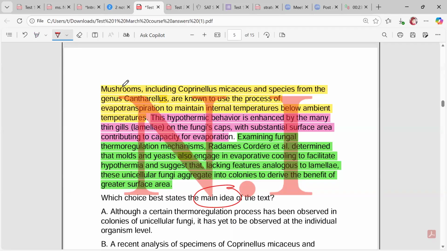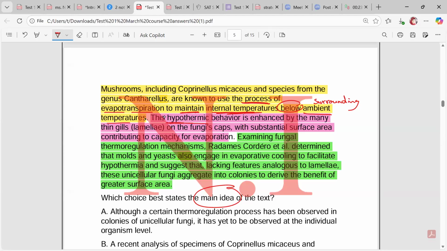Here, the text is talking about mushrooms, including those of the genus Cantharellus, which are known to use the process of evapotranspiration. It comes from evaporation; they use evaporation for respiration to maintain internal temperatures below ambient temperatures. Ambient means surrounding. They are using a certain process to keep their internal temperatures below the surrounding temperatures. It's as if they are cooling themselves.